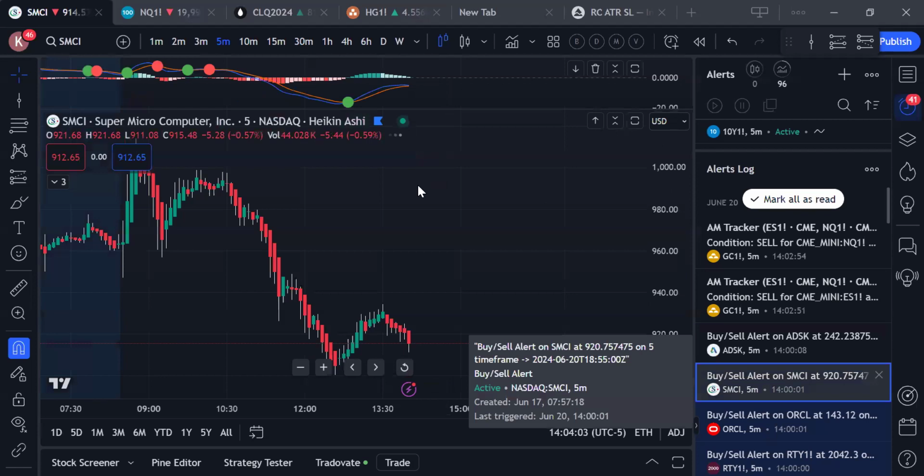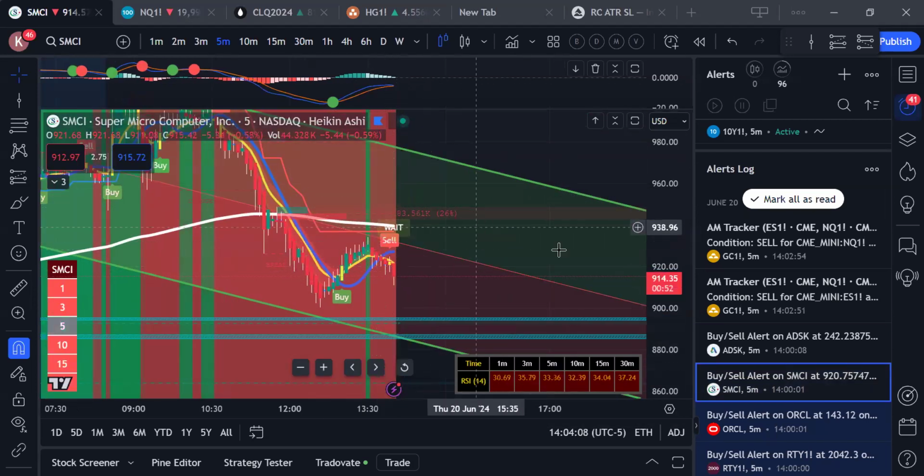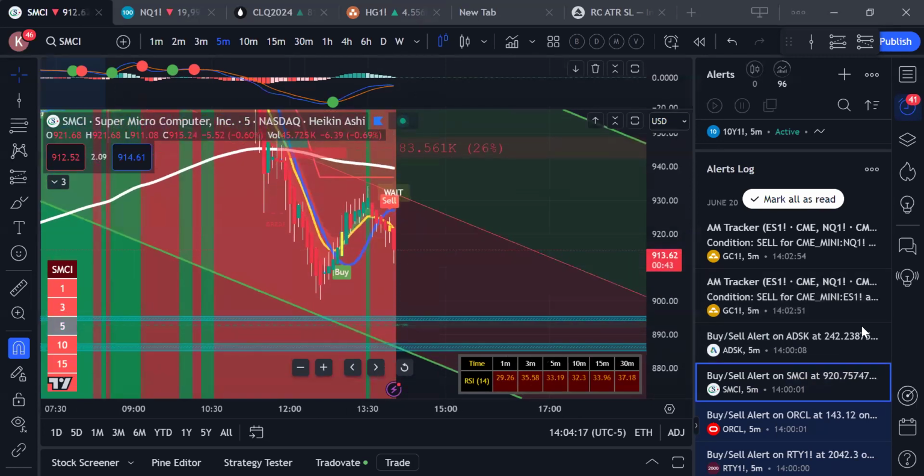Let us go to one more example. Now you got a sell here, for SMCI. RSI is red. This 5 is still sideways. Your RSI, your ultimate is still green. So it is telling you to just wait.